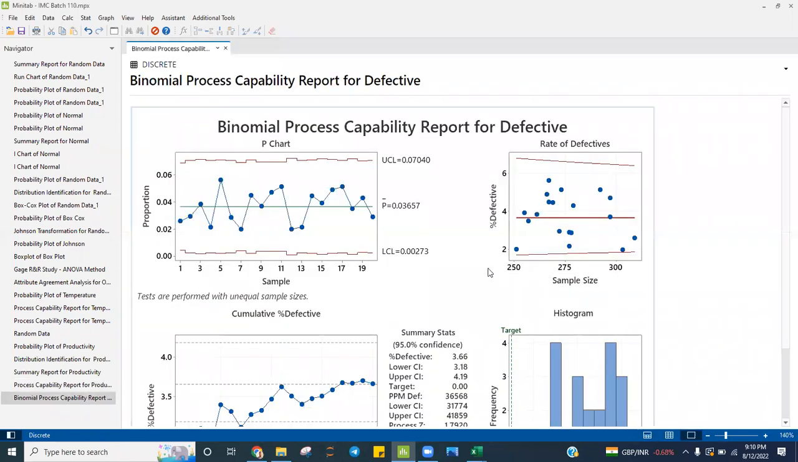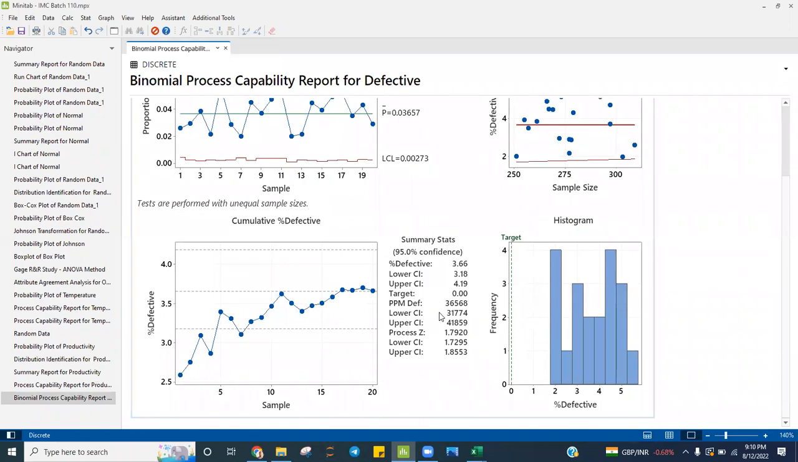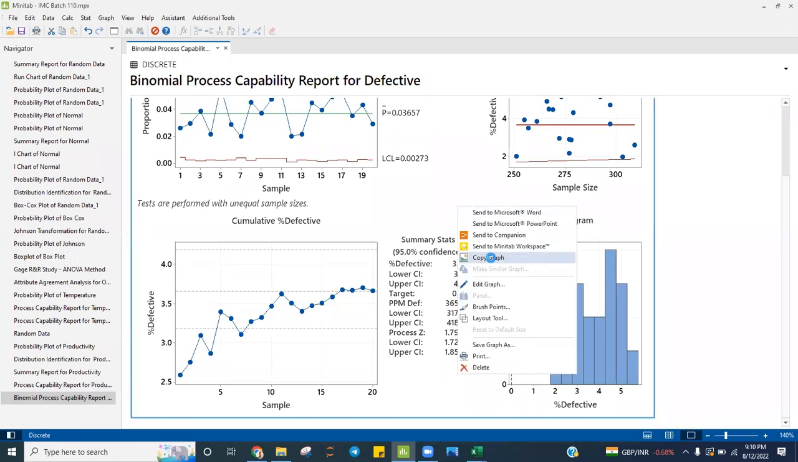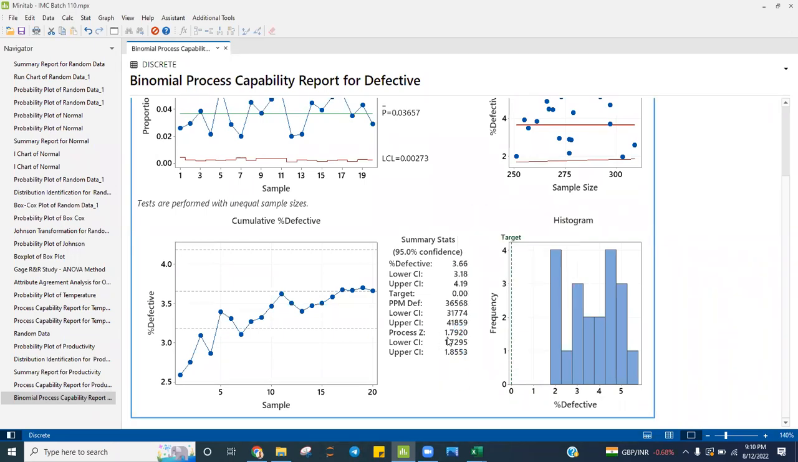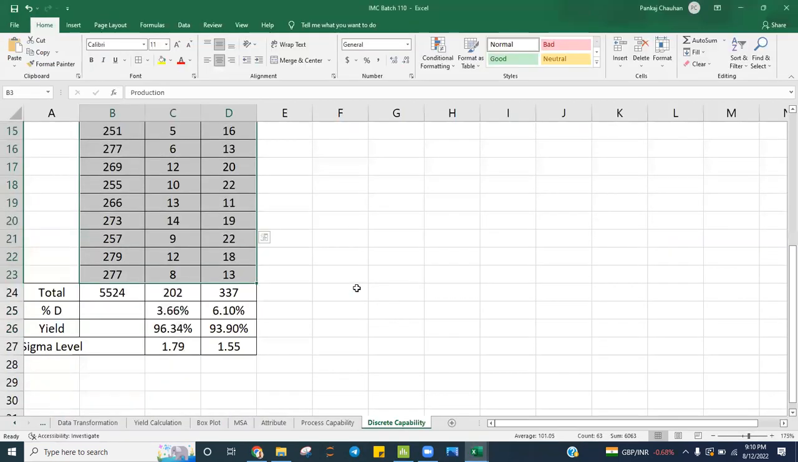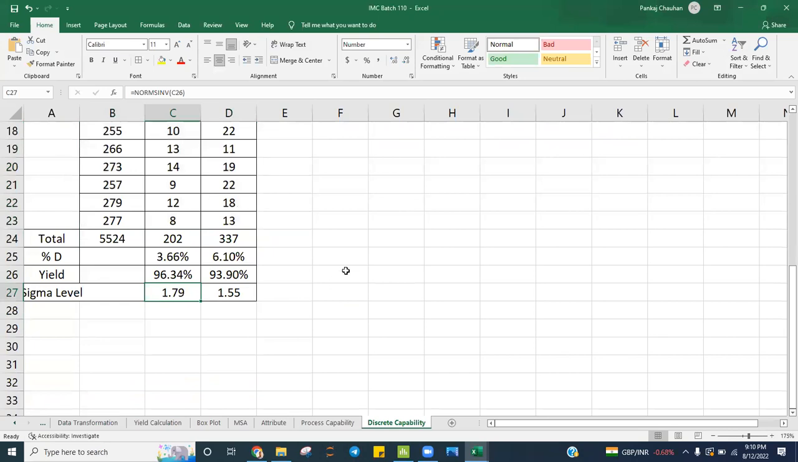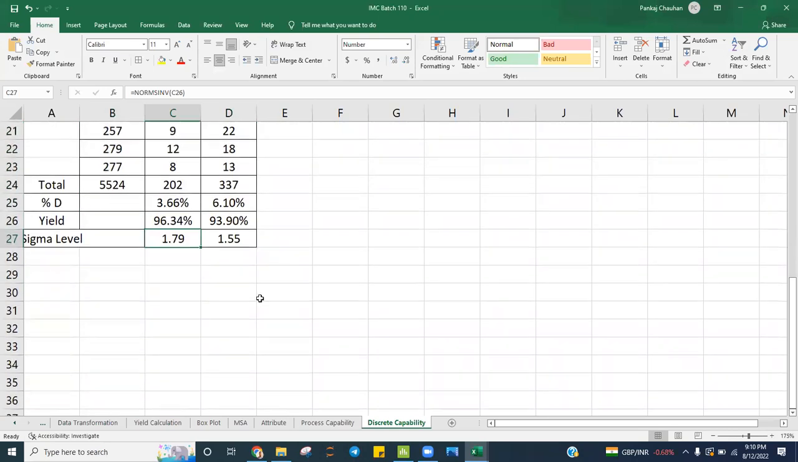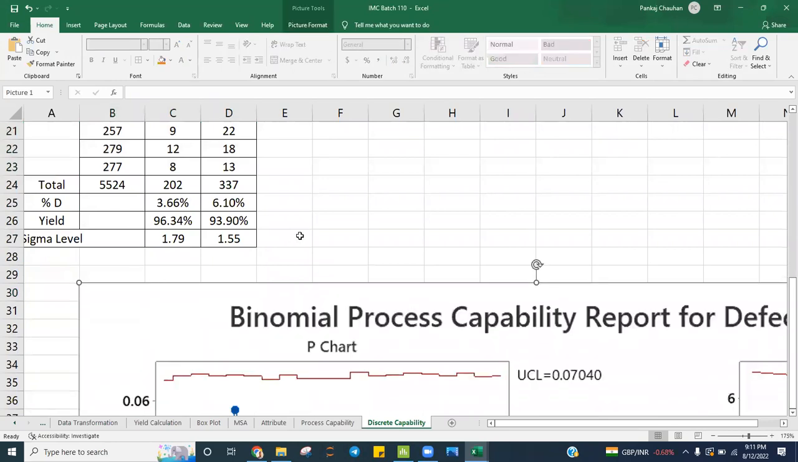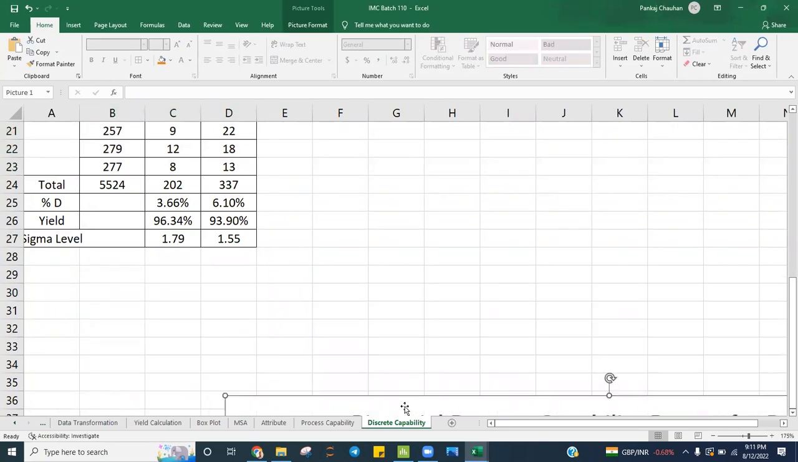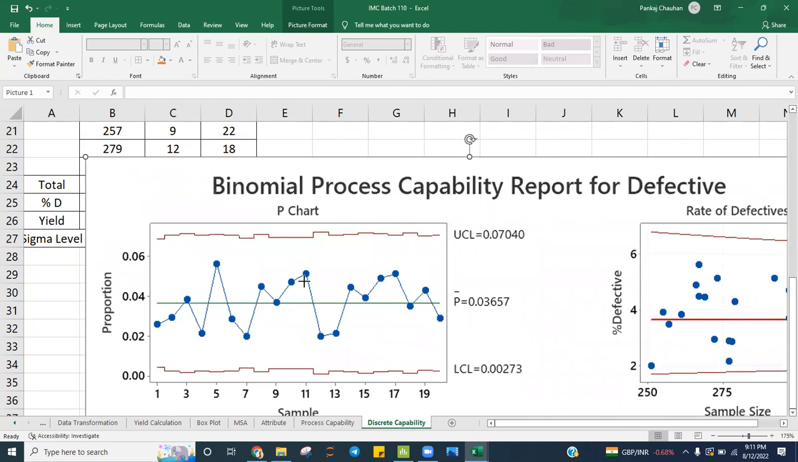And you will see the capability in this format. You can see your PPM level 36568, defective percentage 3.66% with a confidence interval. Sigma level is 1.79, right? You can see 1.79 is the sigma, third row from the bottom, exactly what we have calculated from the Excel as well. So this is the way you can see the graphical view of your binomial capability.